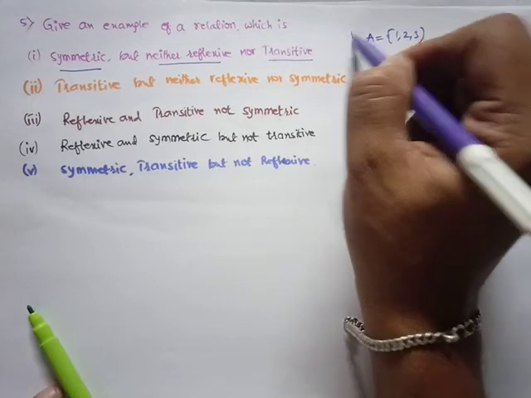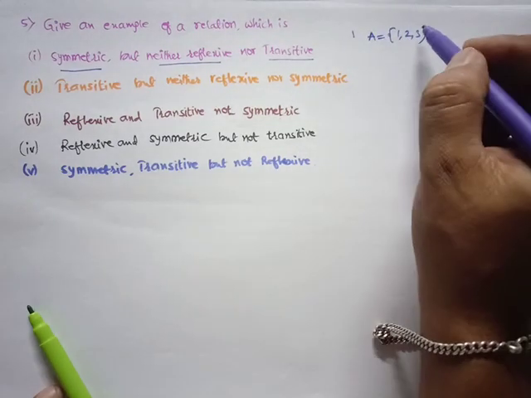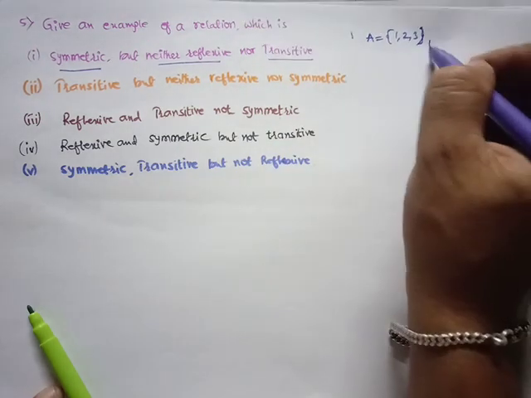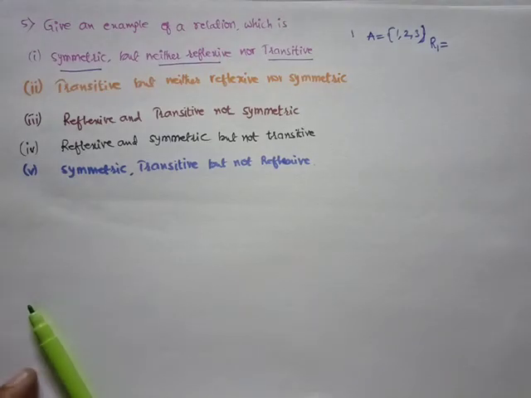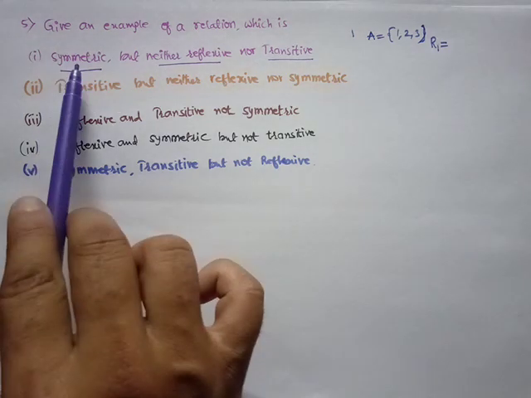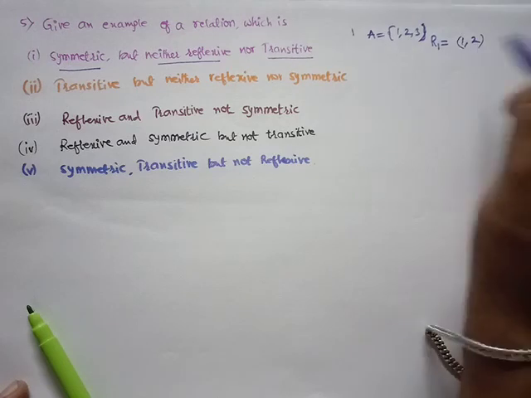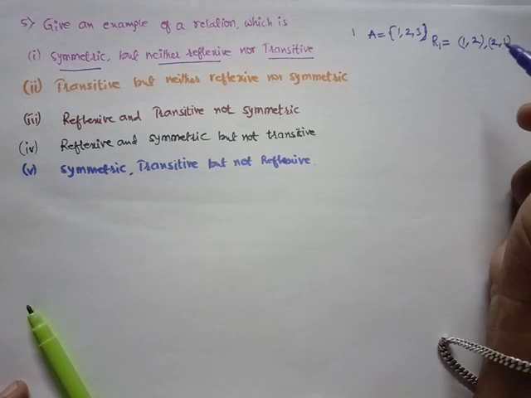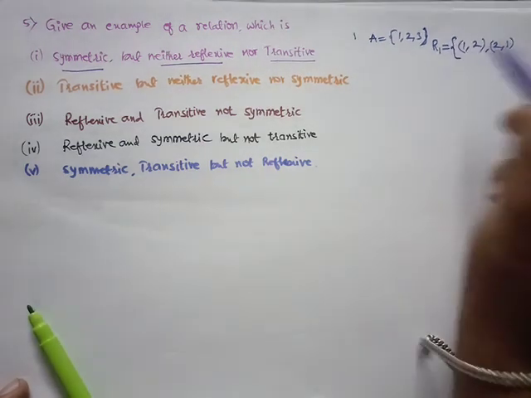Set A equals {1, 2, 3}, which is common for all the questions. Now for the first question we define R1. It should be symmetric, so I am taking the element (1, 2). Symmetric means if (1, 2) is present, then (2, 1) should be present. Then I'm stopping here.